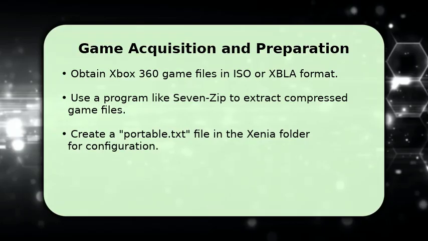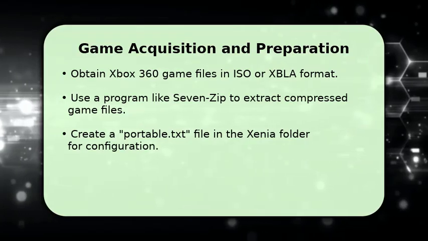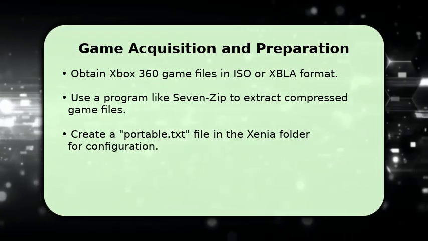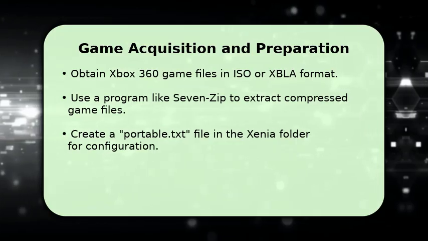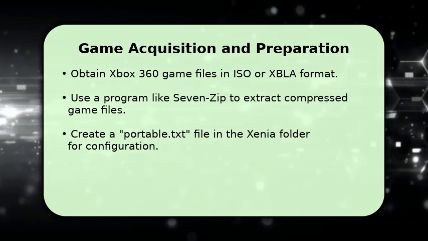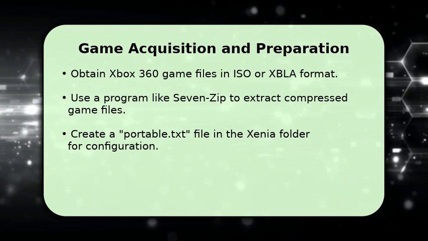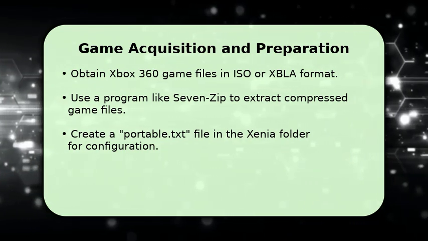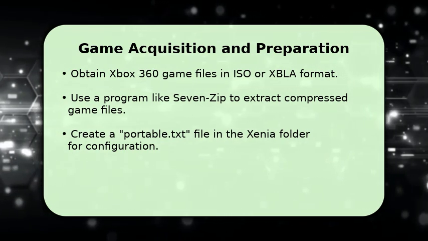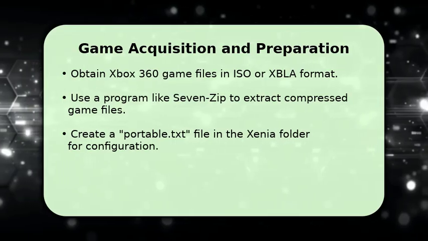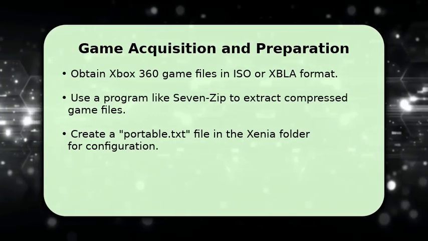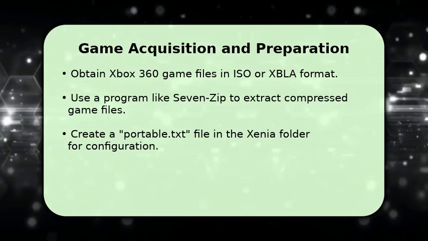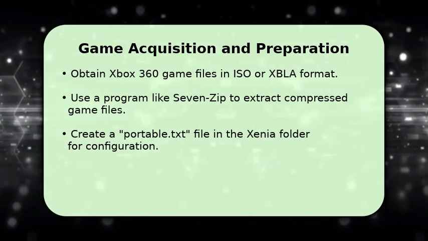Next, you'll need your Xbox 360 game files, typically in ISO or XBLA format. If your games are compressed, use a tool like 7-Zip to extract them. For proper configuration, create an empty file named Portable (TXT) in your Xenia directory. Consider using Xenia Manager, a user-friendly front-end that simplifies organizing your game library and accessing emulator settings.